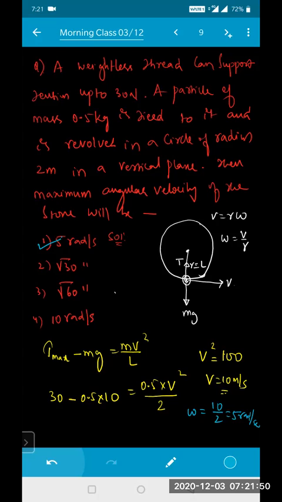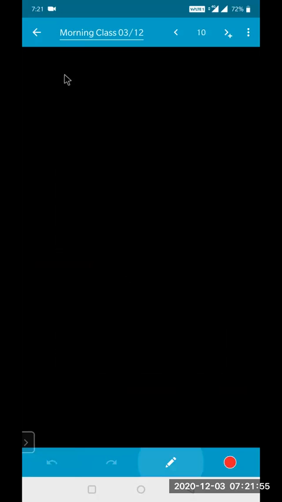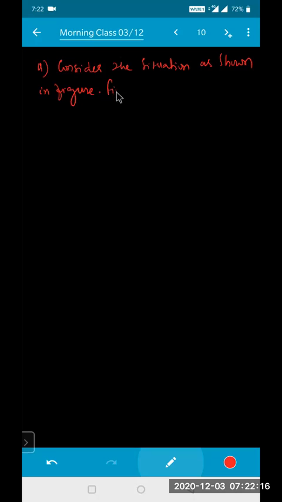Let's do one more problem. Consider the situation as shown in the figure. Find T minimum divided by T maximum. T minimum divided by T maximum is equal to how much?